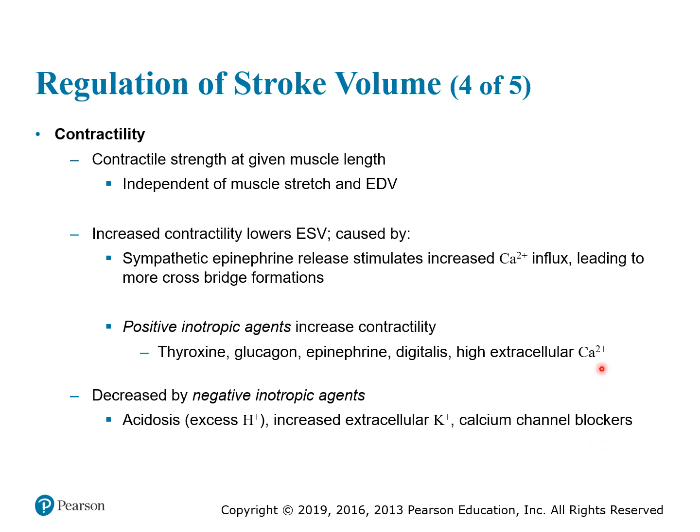They increase the contractility. Then there are certain negative inotropic agents, which is acidosis. So acidosis is going to decrease contractility. Increased extracellular potassium is going to decrease contractility. And then the calcium channel blocker drugs are also going to decrease the contractility. Why does potassium affect it? Because potassium, remember, has a very important role in membrane potential.